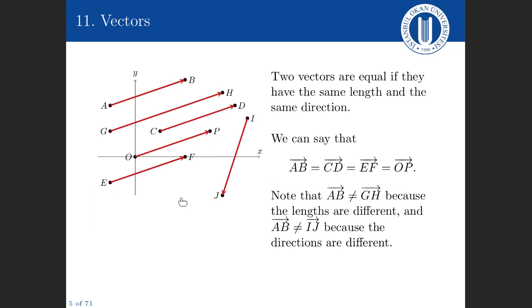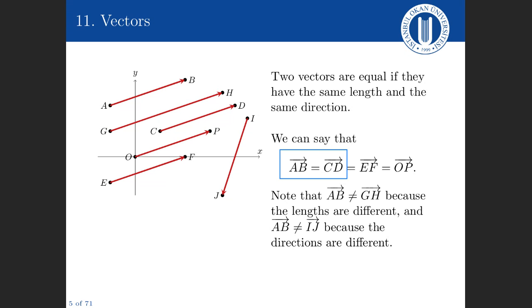We say that two vectors are equal if they have both the same length and the same direction. They don't have to have the same initial point or the same terminal point, but they need to have the same length and the same direction. If we look at this picture, we can say that the vector AB is the same as the vector CD. These two vectors have the same length and they have the same direction. Therefore, we can write AB is equal to CD.